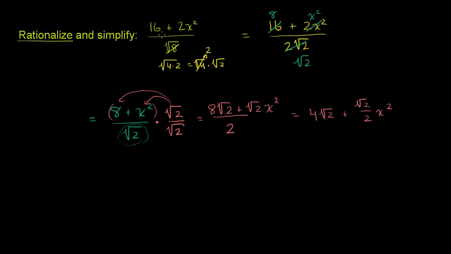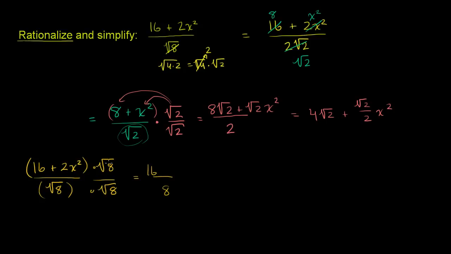We could have rationalized right from the get-go. Let me start with our original problem. So our original problem was 16 plus 2x squared, all of that over the principal square root of 8. We could have rationalized from the get-go by multiplying the numerator and the denominator by the principal square root of 8. And so in our denominator, we'll just get 8. And then in our numerator, we would get 16 times the principal square root of 8 plus 2 times the principal square root of 8 x squared. And now we can try to simplify this a little bit more.